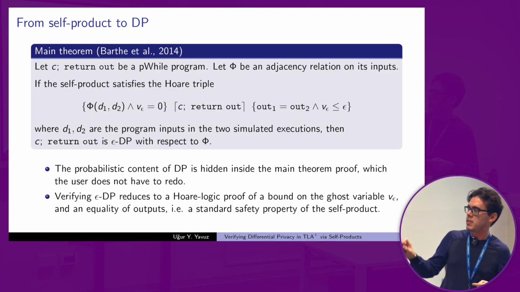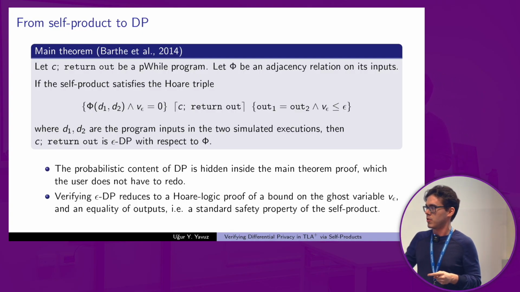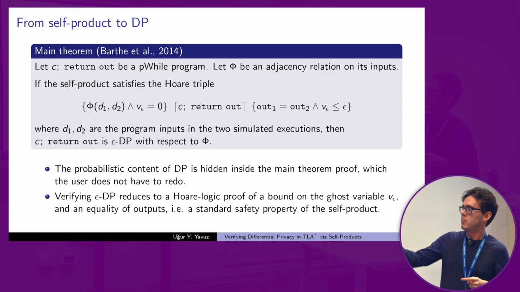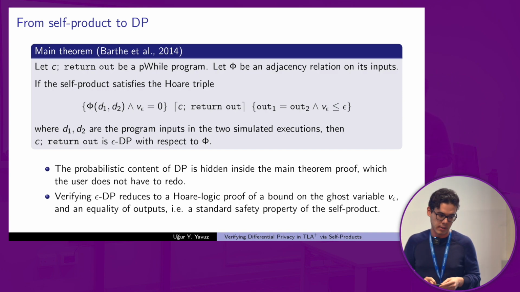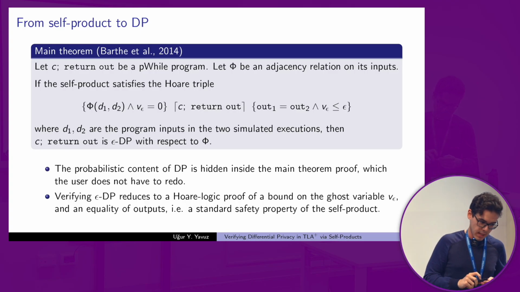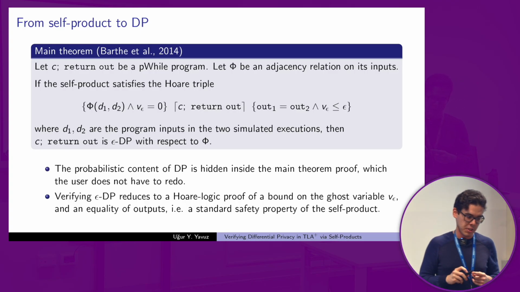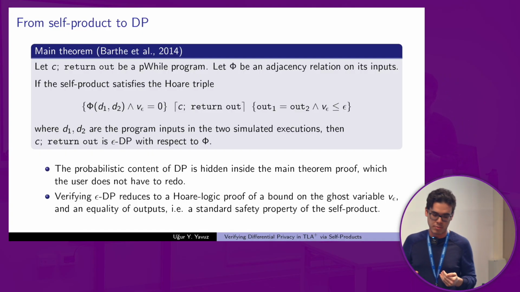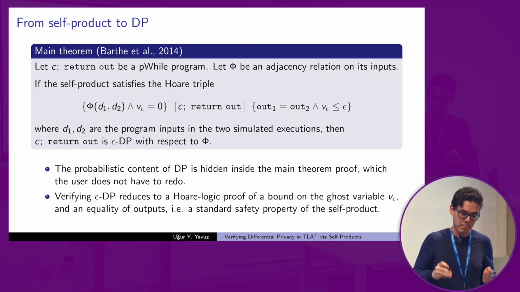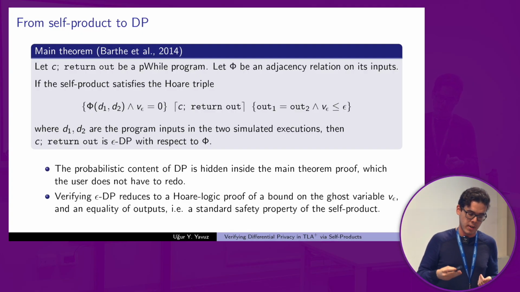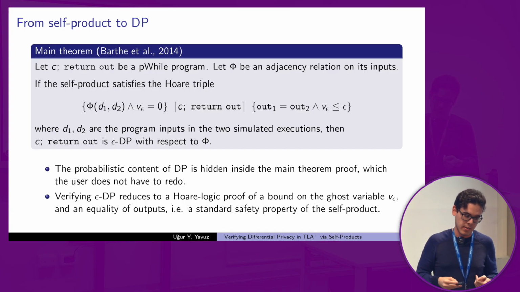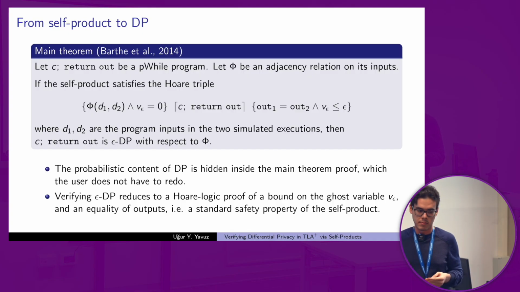And just to make clear, D here is the variable that is the program input of the original program. D1 and D2 are the variables that correspond to it after this self-product construction. This is the payoff of the construction. The probabilistic content of differential privacy is entirely hidden in the main theorem proof, and that's done once by Barth and collaborators; the user does not have to redo it. What's left for the user is a proof of an upper bound on a ghost variable and equality of two variables. That's just the standard safety property of the self-product.